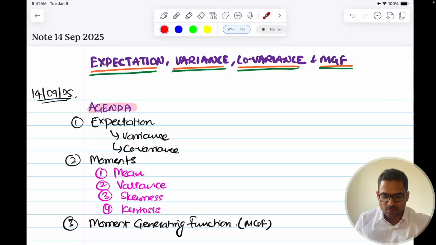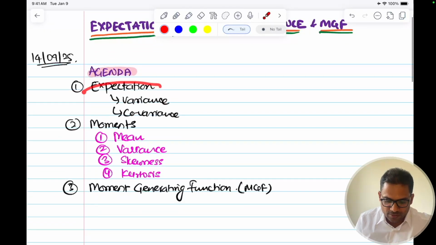So as the topic is, we'll discuss expectation in general, that is our mean, and then we'll discuss how to use expectation to calculate variance and covariance of a random variable. Everything is with respect to a random variable, expectation of a random variable. And then we'll discuss moments briefly.